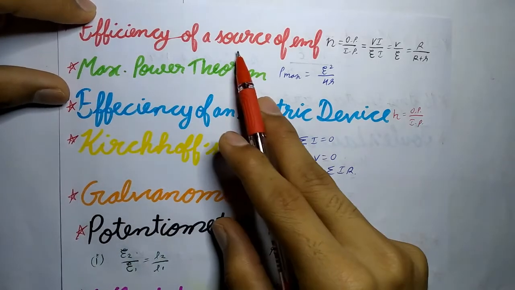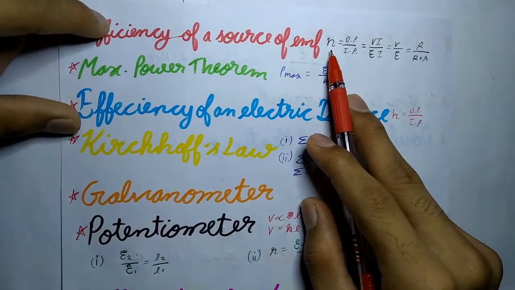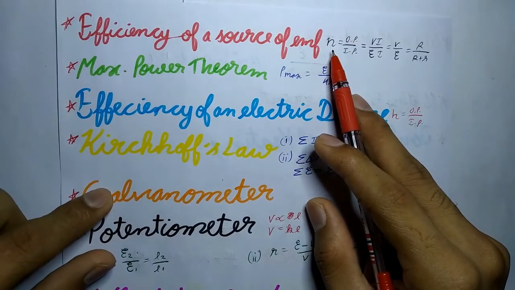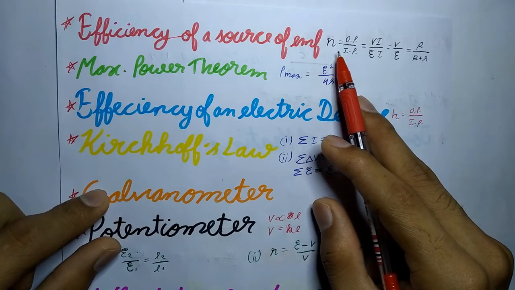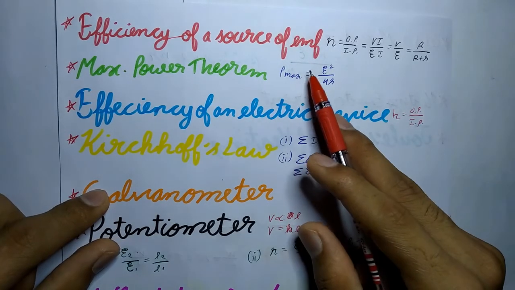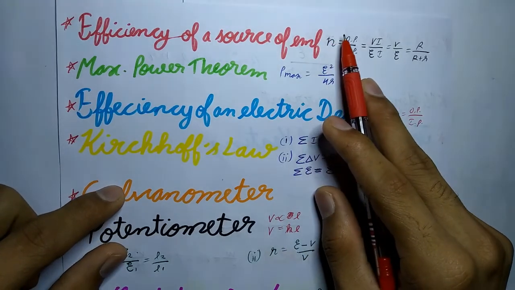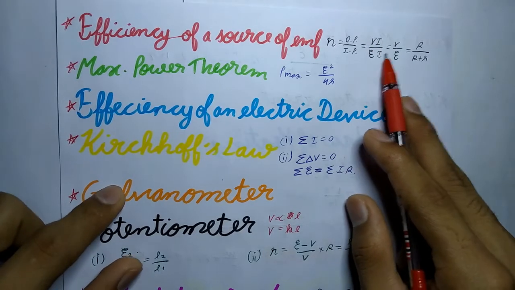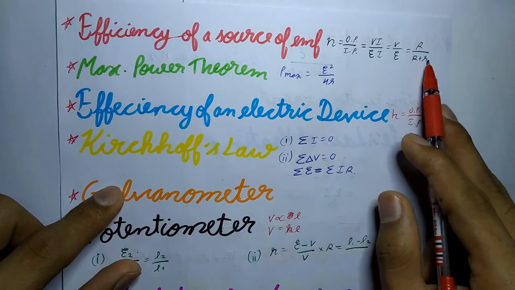Next is efficiency of a source of EMF. It is the ratio of output power to the input power. If a source of EMF E and internal resistance r is connected to an external resistance, then its efficiency η will be equal to output power upon input power, which will be equal to VI/EI, which equals V/E, which equals R/(R + r).